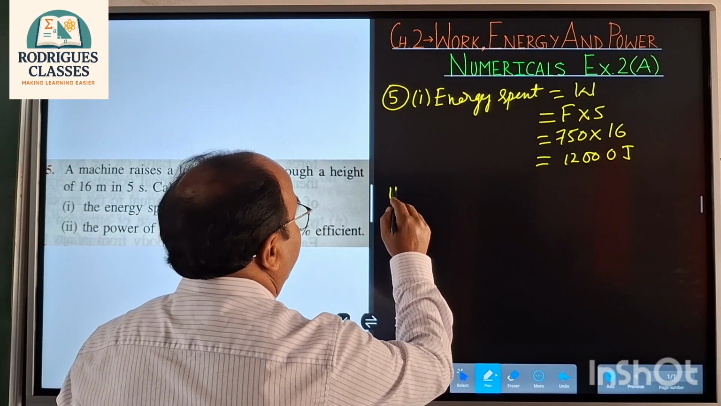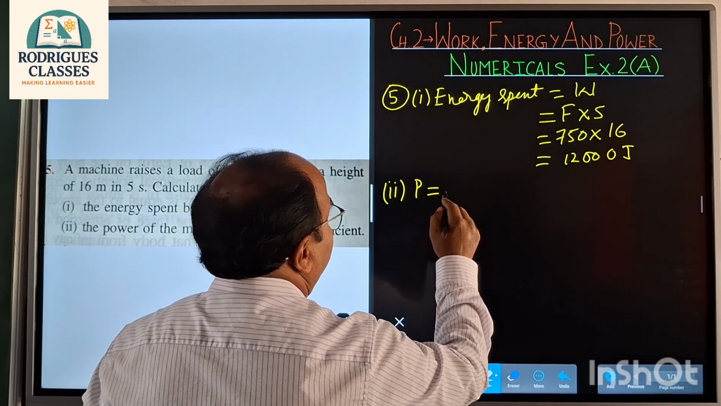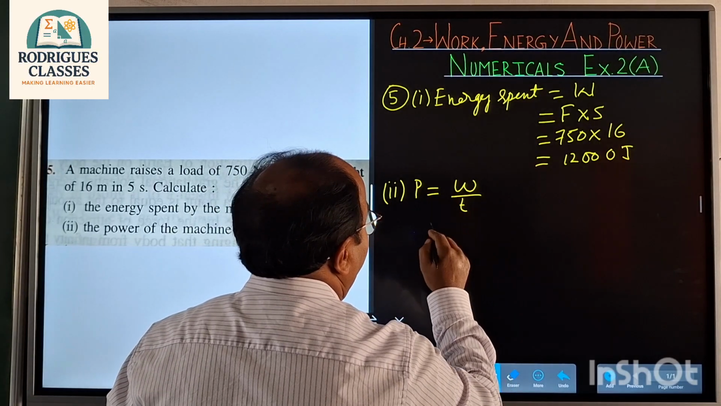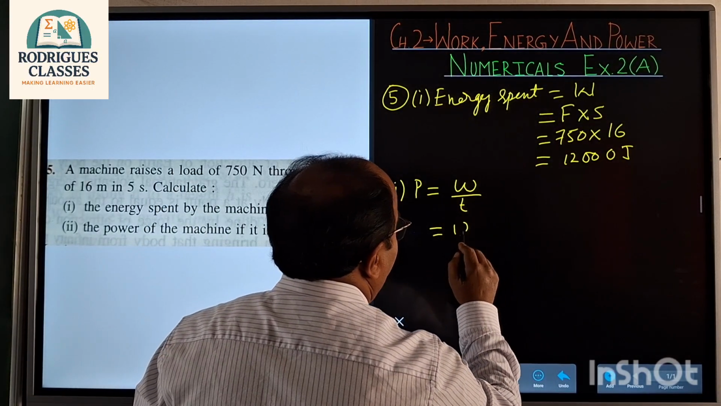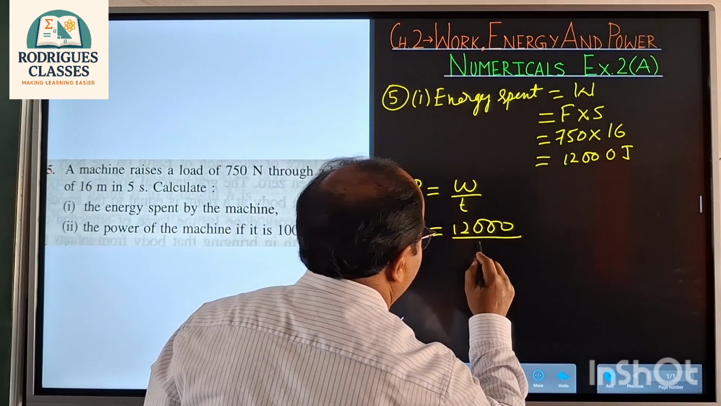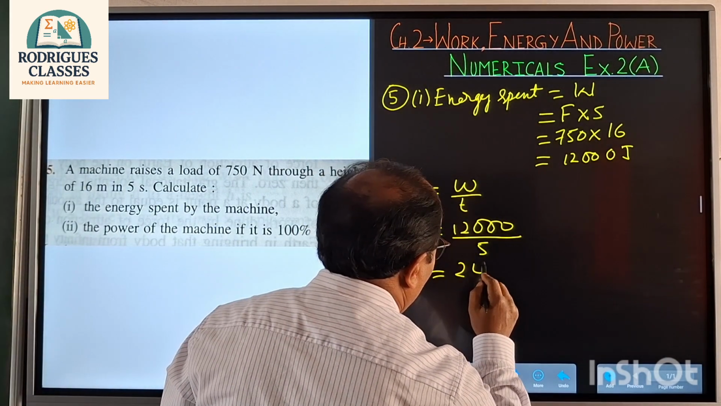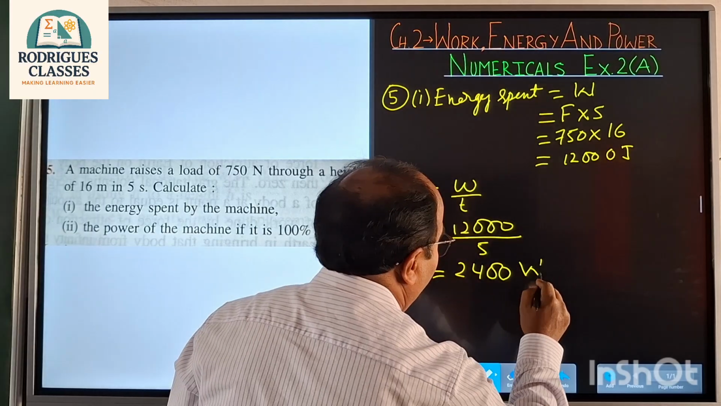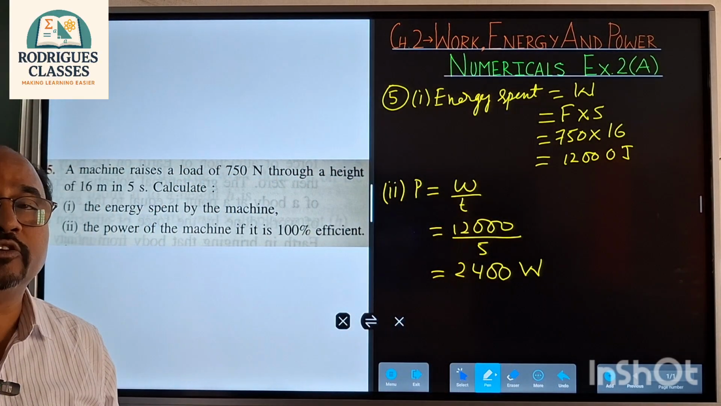Now you can go to find the power. So power is equal to work done by time. Work done is 12,000 divided by the time, which is 5 seconds. So you get 2400 watt. So another very direct numerical.